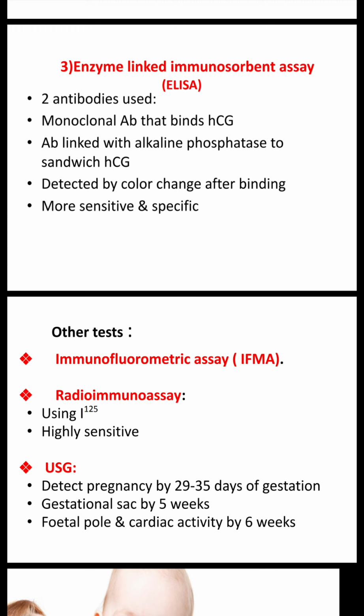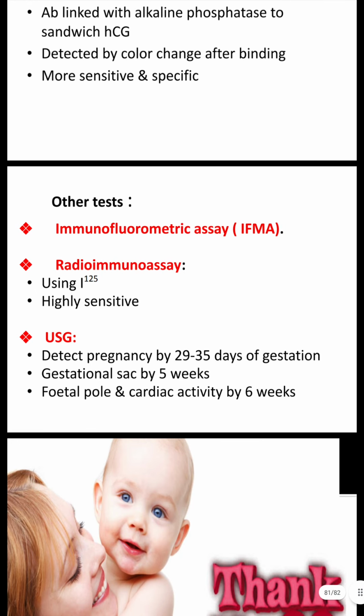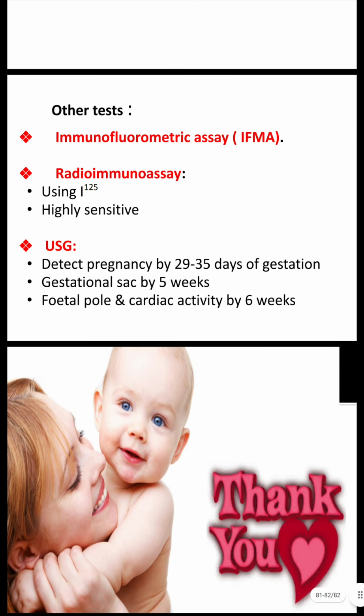There are other tests which are used, that is immunofluorometric assay and radioimmunoassay using iodine 125. It is highly sensitive. Then there is another by USG, which detects pregnancy by 29 to 35 days of gestation. The gestational sac appears by 5 weeks. Fetal pool and cardiac activity are seen by 6 weeks.